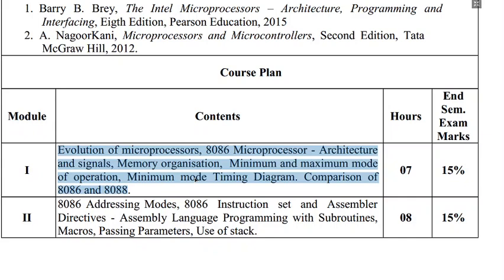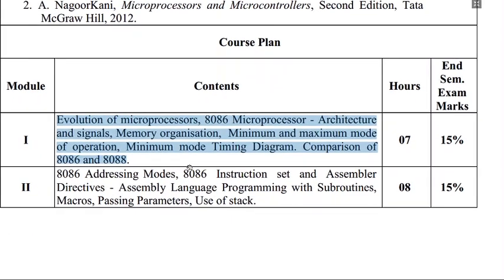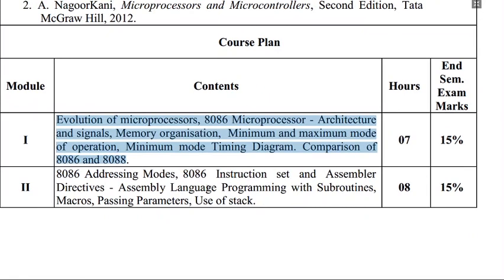When you come to the second module, we are going into the programming section of 8086. For the programming prerequisites, you should know about the addressing modes of 8086, instruction sets and assembler directives. Then you should also know how to use subroutines, macros and parameters. The use of the stack is also covered in module 2.